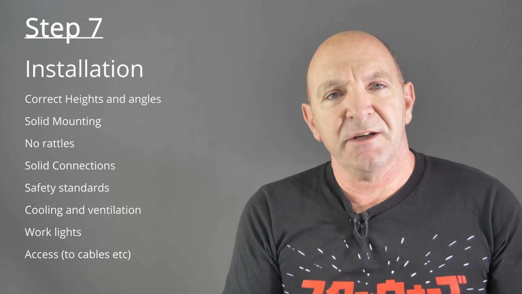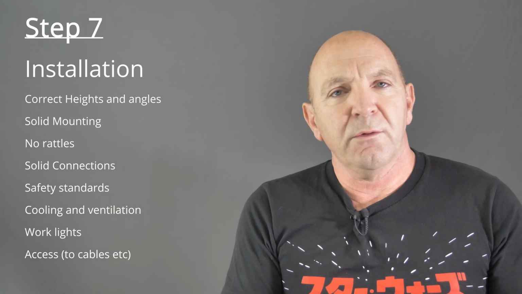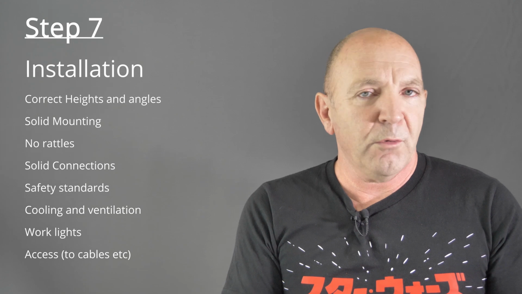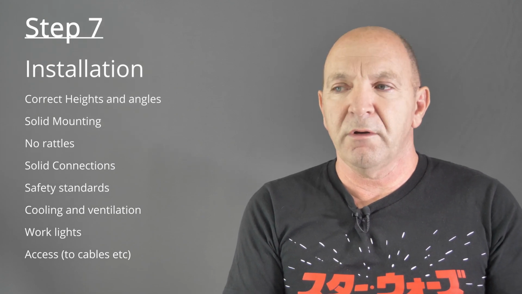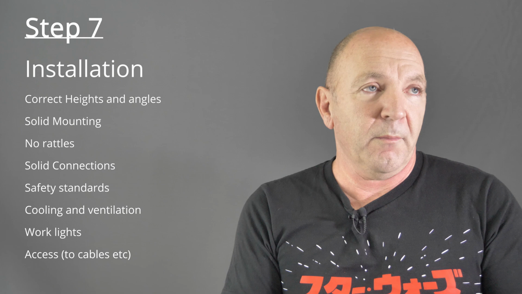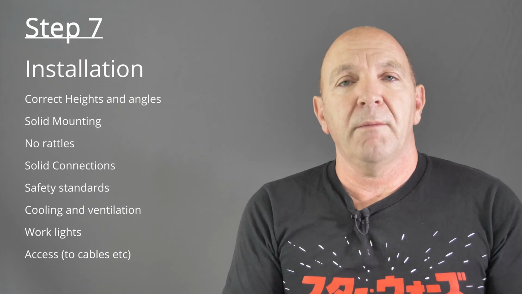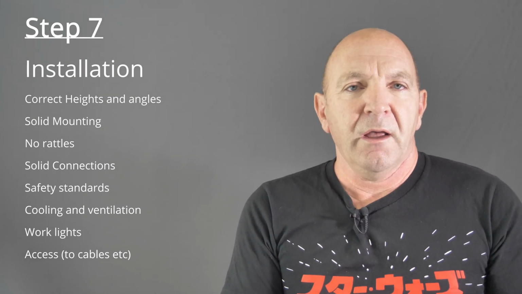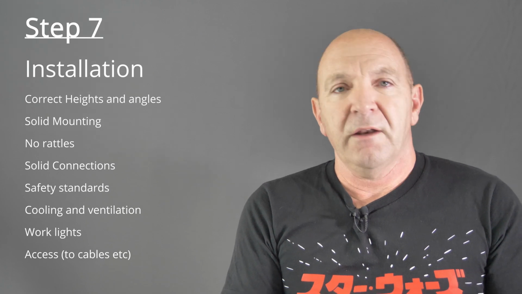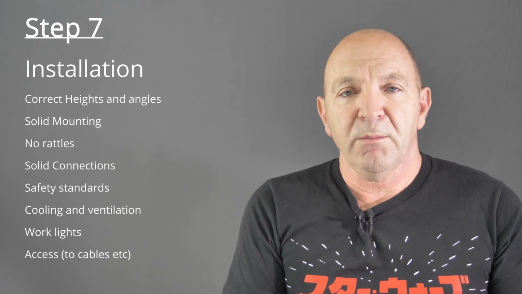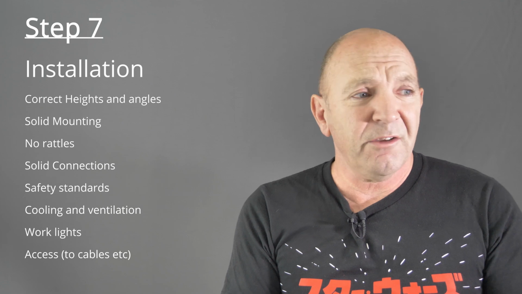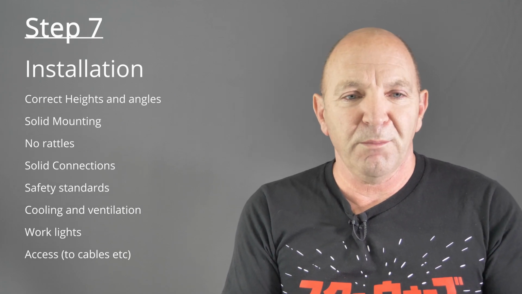All right, step 7, installation. You need to get your heights, your angles, your locations, your distances all correct. You need to make sure that your cables are rated for going in wall. Make sure that you get rid of any rattles, that all your connectors are good, that your HDMI cables are valid and that they work. Test your HDMI cable on your equipment before you put it in the roof.